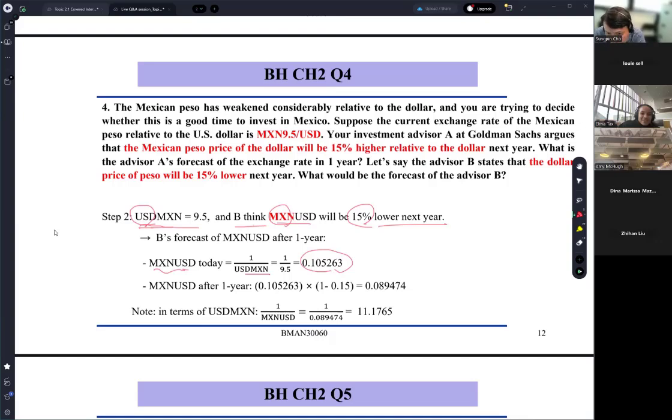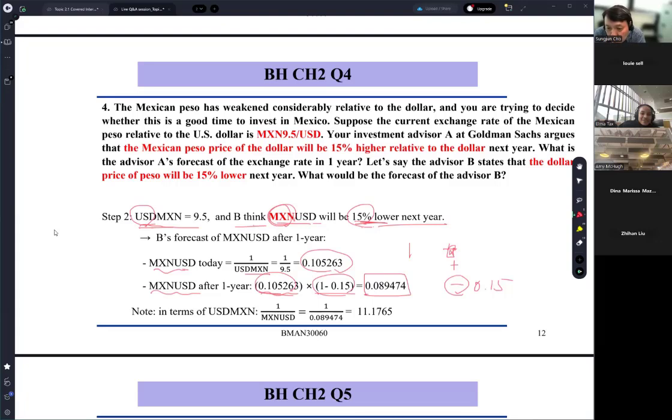And we think MXN/USD will be 15% lower. That means MXN/USD after 1 year is today's exchange rate times 1 plus or minus. The currency in the denominator, MXN, will depreciate. So the sign should be minus. How much? 15%, so minus 0.15. So this times 1 minus 0.15. This is how we got this expression. So this is the MXN/USD after 1 year based on B's forecast.